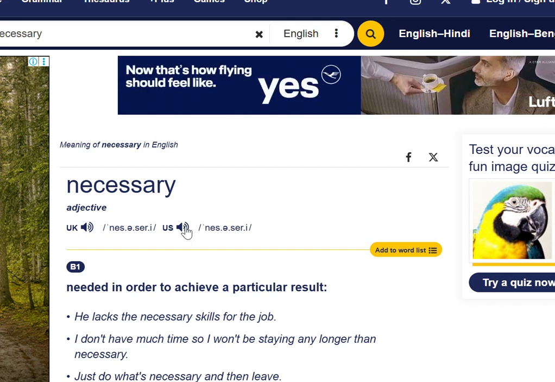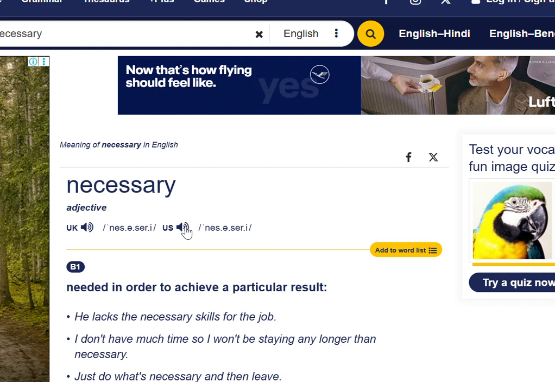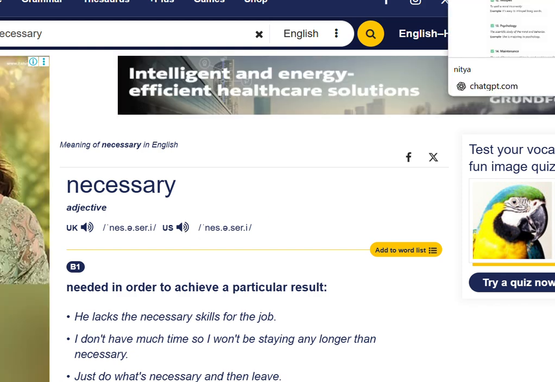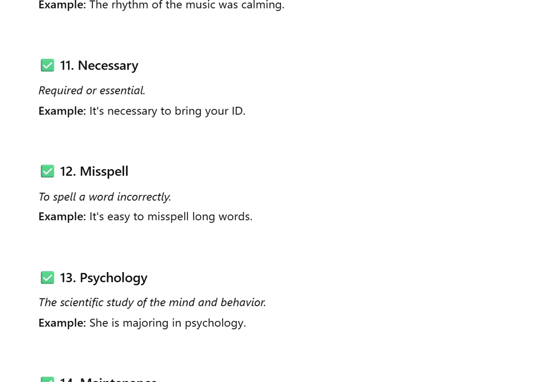So in here, the stress is on the first syllable, which is necessary. Necessary. So the first stress is on the first syllable. It means required or essential, which is really very important.